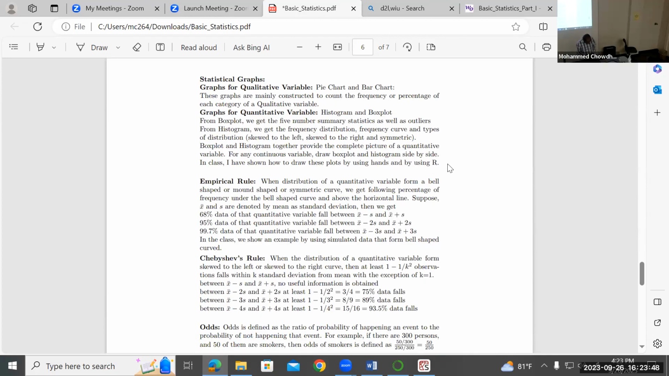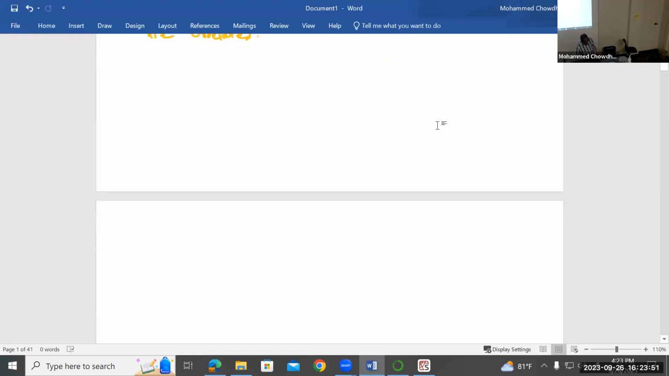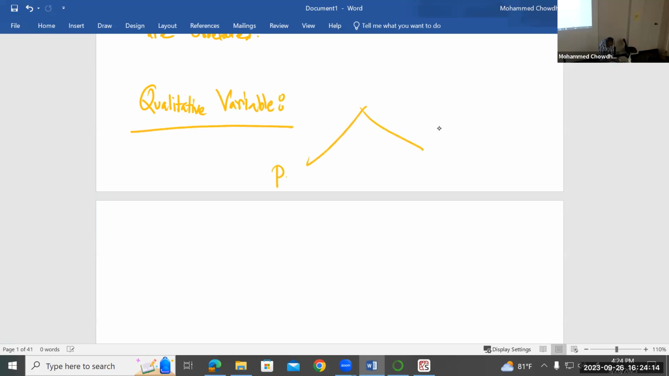Statistical graphs. Four graphs we will discuss, then we will discuss two other measures, then we are done. For a qualitative variable, there are two graphs. One is called the pie chart. Another one is called the bar chart. You already constructed these, did the homework and submitted it, right? This is what you have done by using Python, right? But how can you do that?